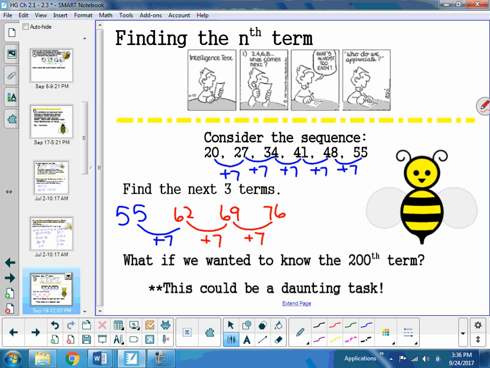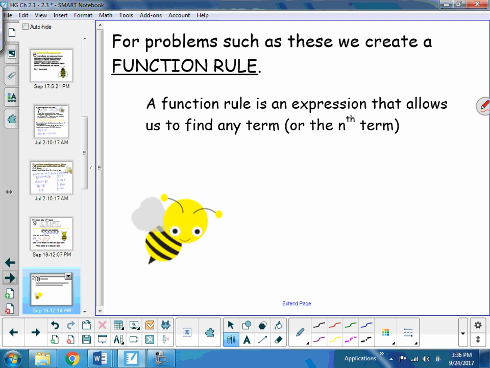But what if I wanted to know the 200th term? I can add 7 pretty well, but doing that 200 times and losing track of where I am is just a waste of time. It's ridiculous. So we need to think about this logically and algebraically. We're going to create what's called a function rule. A function rule is an expression that allows us to find any term that we want. It's called the nth term, meaning any term that we want.